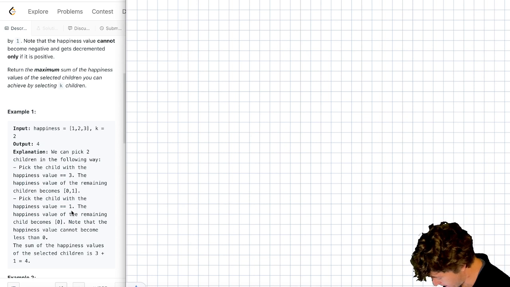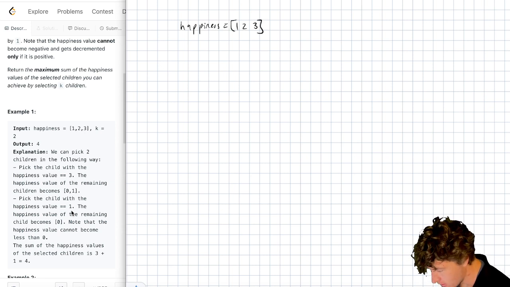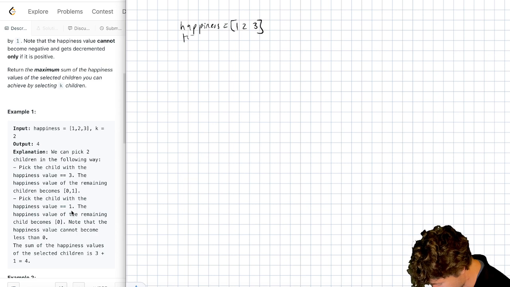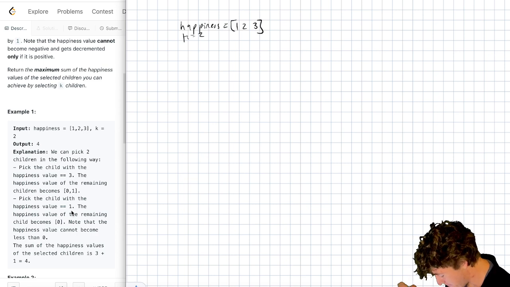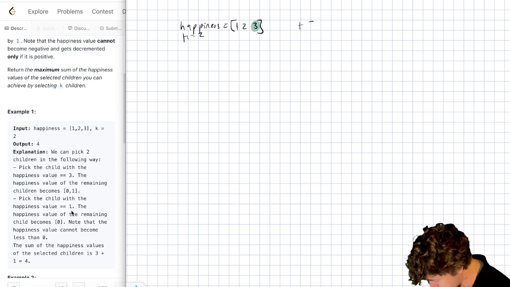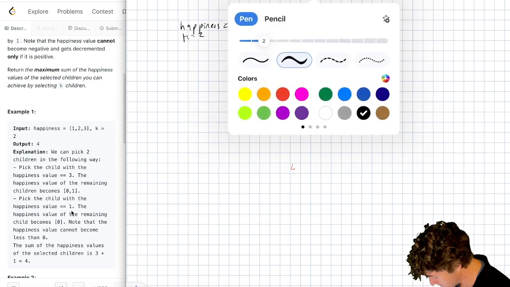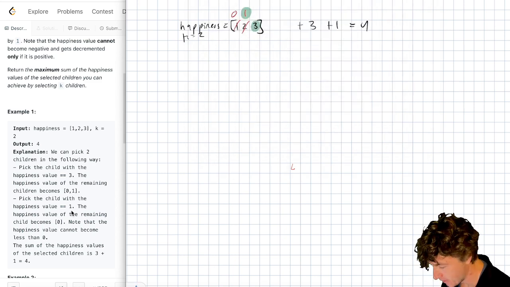So for this example, we have happiness equals [1, 2, 3], and we have k equals 2. And if I'm trying to maximize my score, then obviously I'm going to pick the max person. So I'm going to get +3, which results in everybody else decreasing by 1. So this will become 0 and 1. And then, again, since I'm trying to maximize my score, I'm going to select the max person and get +1, equaling 4. And that's why the answer equals 4.